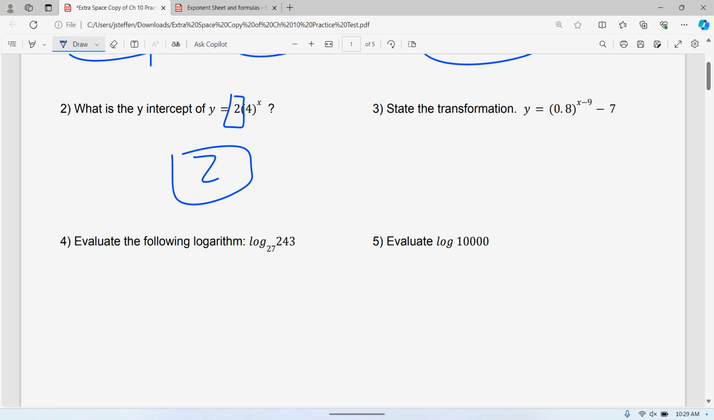This one, what's the transformation? So this transformation up here means we go 9 units to the right. So right 9, and then the -7 means down 7. Again, if you study and if you have that memorized, this should not take very long. The next one does take a little bit longer.